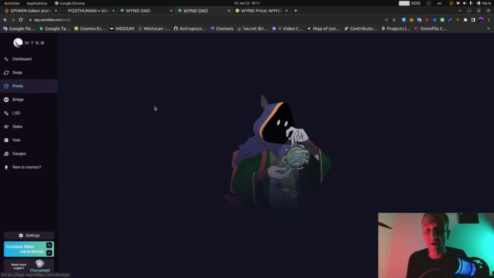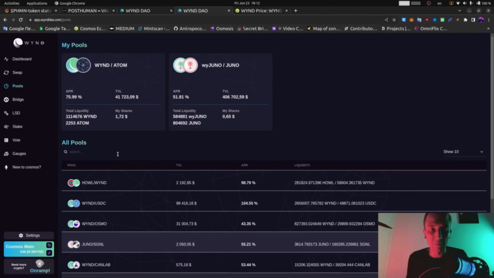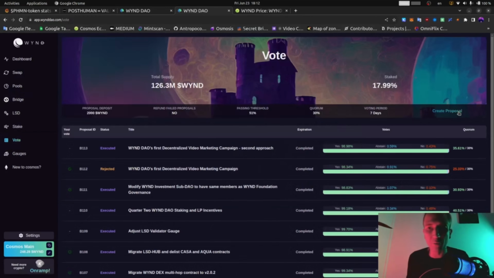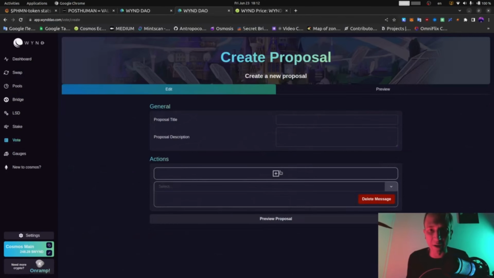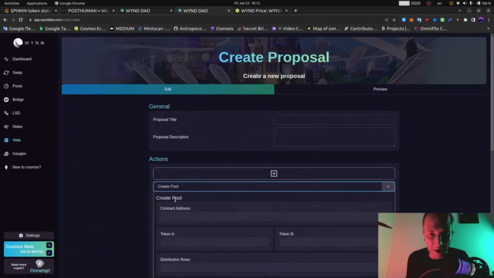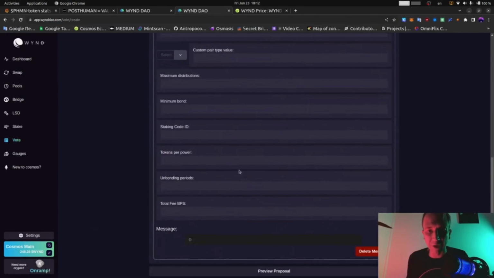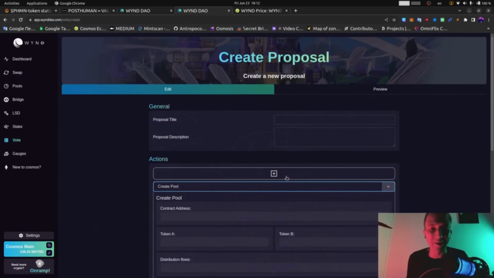But we can also create a pool of liquidity on the Wynd DEX. Yes, you can create a pool of liquidity on the Wynd DEX, but to create the pool on the Wynd DEX, you need at first to go to the vote, create your proposal, and add in the actions of your proposal "create pool", and add all the information about the token, and so on. And it will take about 1 week, because for 7 days people will vote to create this pool or not create this pool, because it's governed by the community.